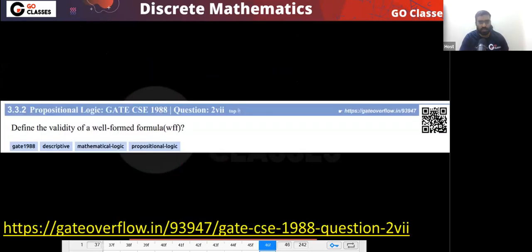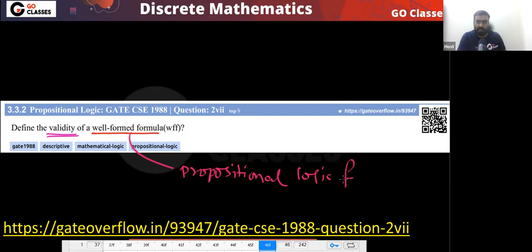Okay, now let's see the next question. The next question is, define the validity of a well-formed formula. First of all, what is a well-formed formula? You might be thinking about that. This is actually nothing. This is just your propositional formula. We have already seen the definition of a propositional logic formula.